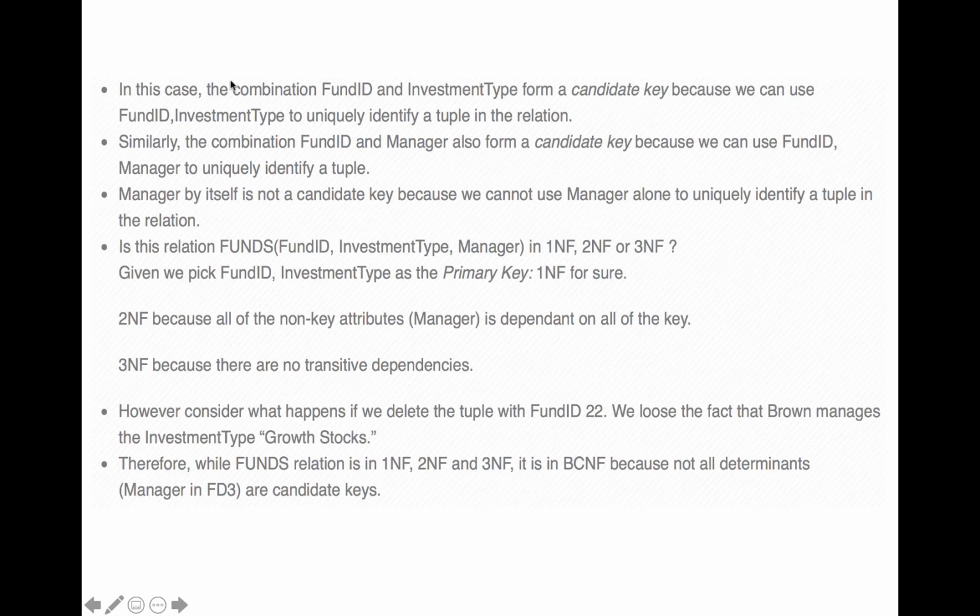It forms a candidate key because you can use fund ID and investment type to uniquely identify a tuple in the relation. Similarly, the combination of fund ID and manager also forms a candidate key because we can use fund ID and manager to uniquely identify a tuple. But I have a problem. Manager by itself is not a candidate key because you cannot use manager alone to uniquely identify a tuple in the relation. So these are candidate keys and they're okay, but manager is not a candidate key. However, investment depends uniquely on manager, so we have to remove that.